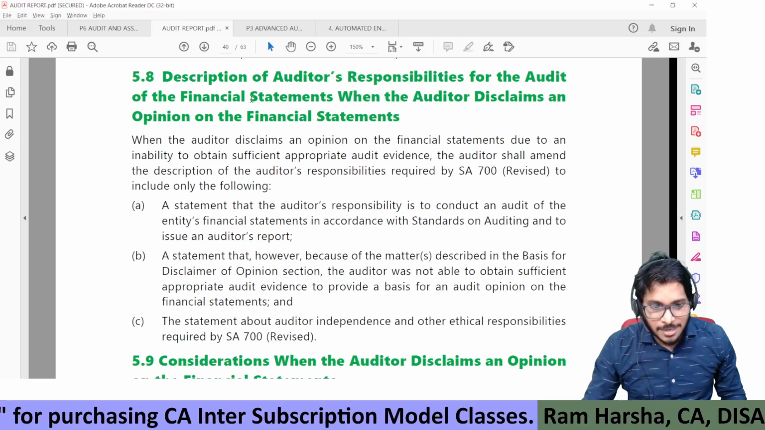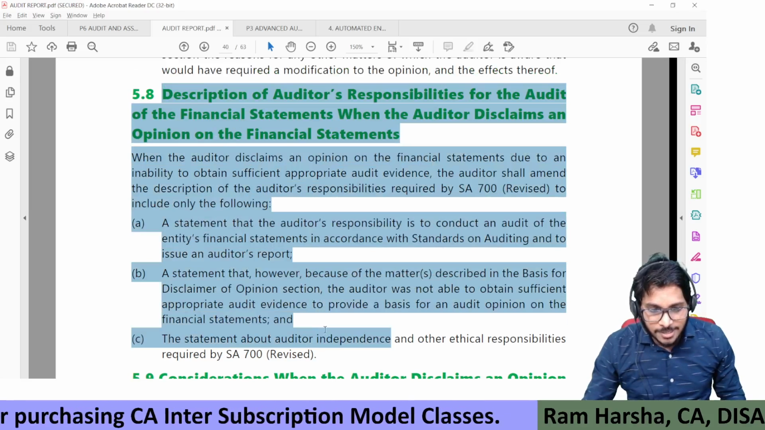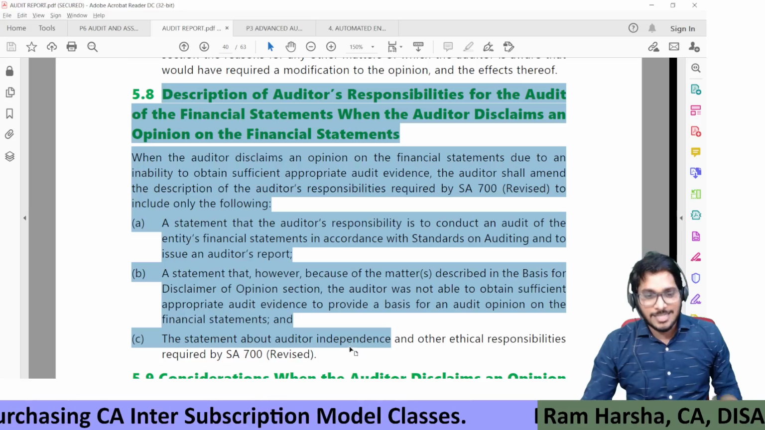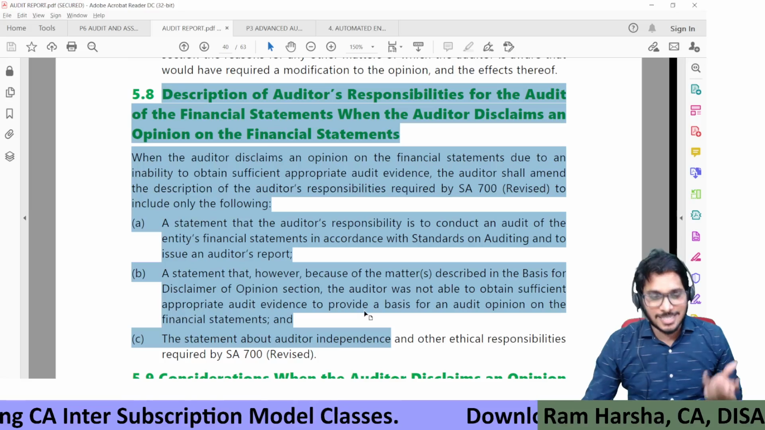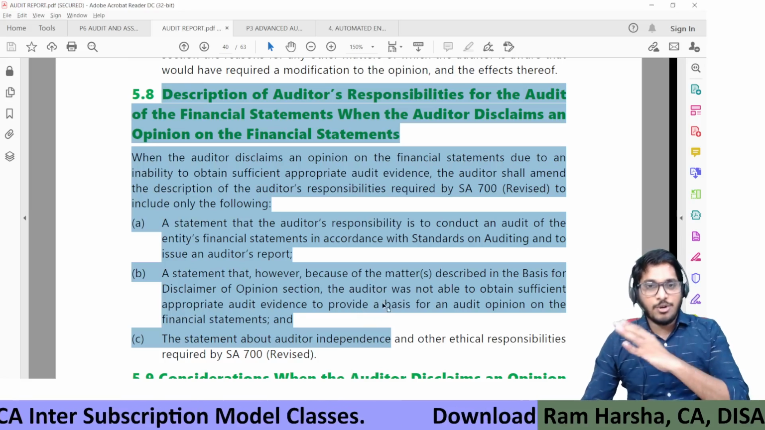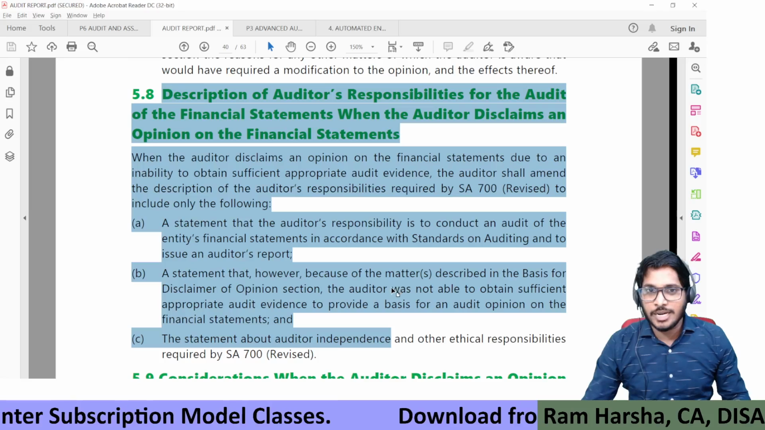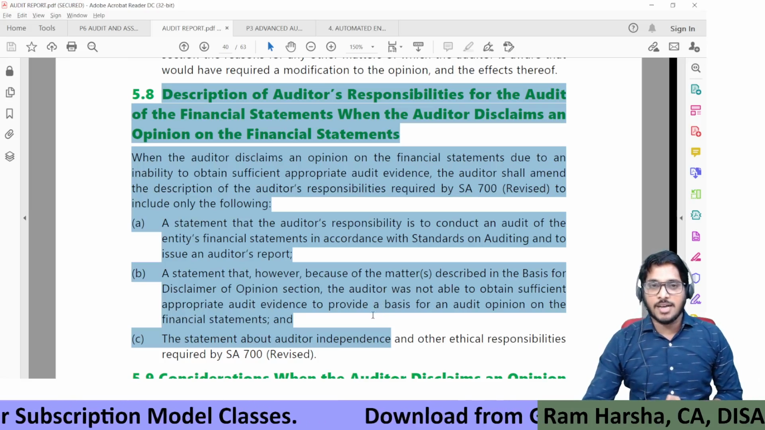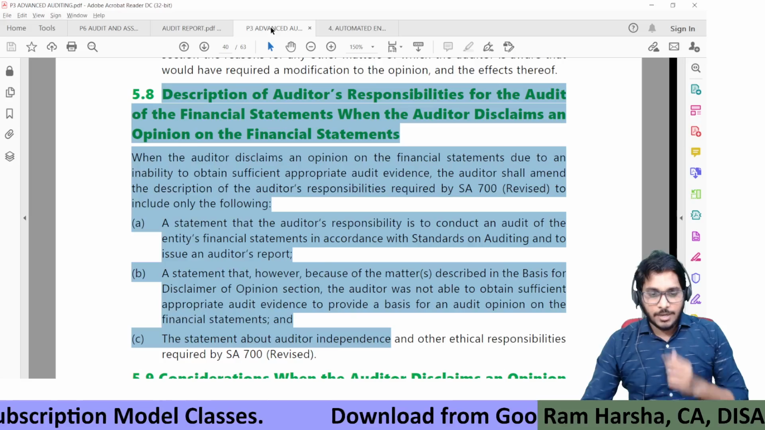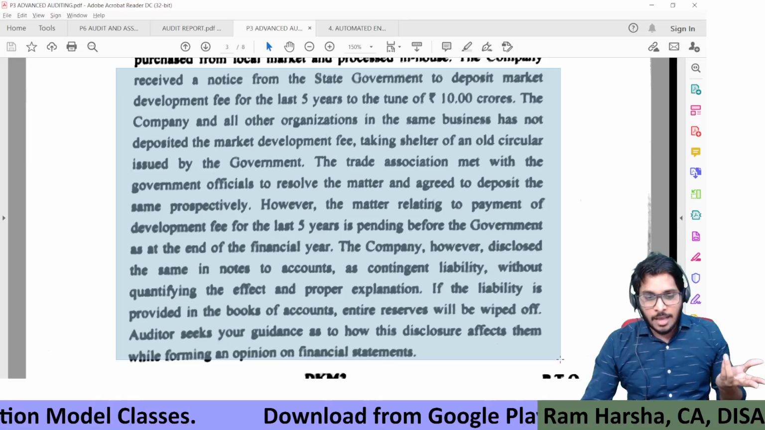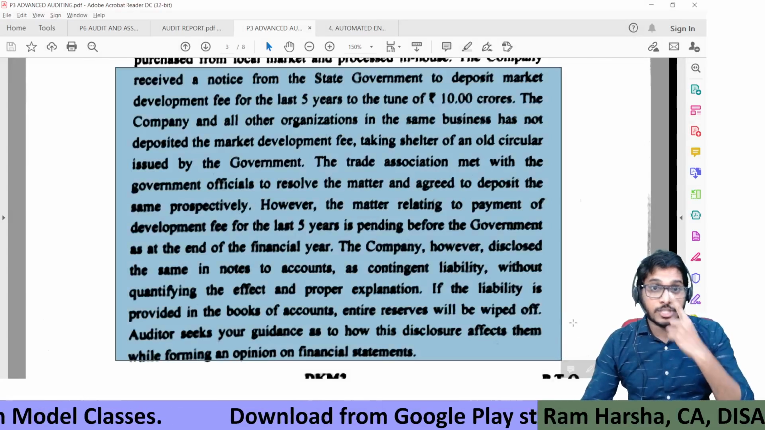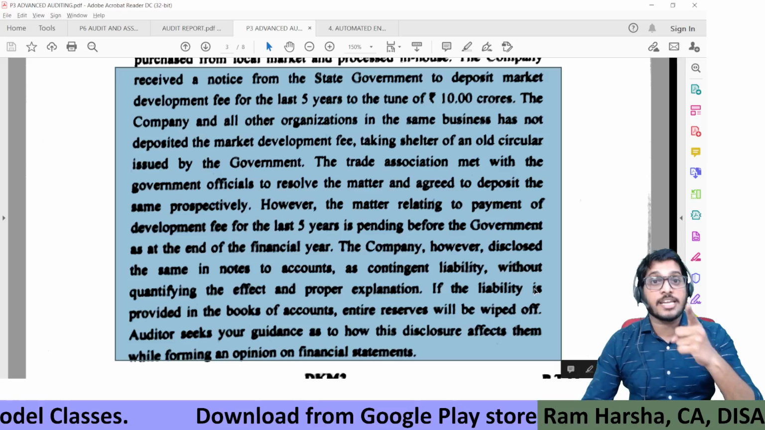In the CA Inter study material, go straight to topic 5.8. This is the topic given. It's a straight question, so it is not an out-of-syllabus question. The same question is applicable even for CA Final students. Even in CA Final it can be asked this way. And you see here in CA Final they're asking you regarding material uncertainty presentation. And this kind of question is there in the CA Final audit report illustrations.